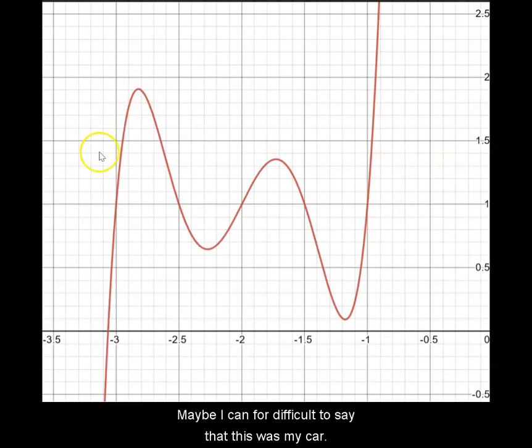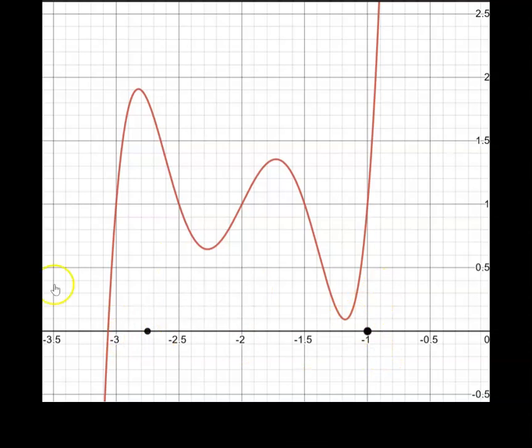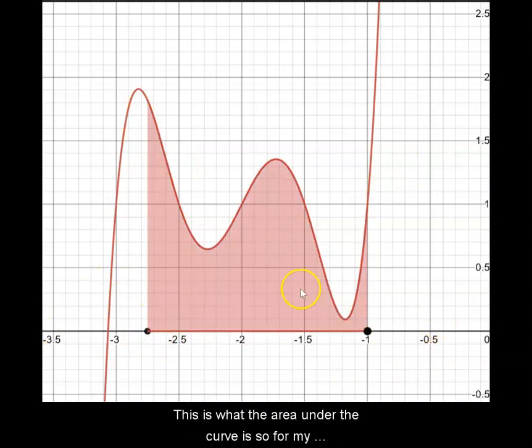Okay, for instance, let's say that this was my curve. It's very, very difficult for me to find a single shape that would approximate the area under this curve, either for the life of this function or from some endpoint, say negative 2.75, right? Up to, let's say, negative 1, so that we're in between a good starting point and ending point so that we can kind of see what's going on. So this is what the area under the curve is.